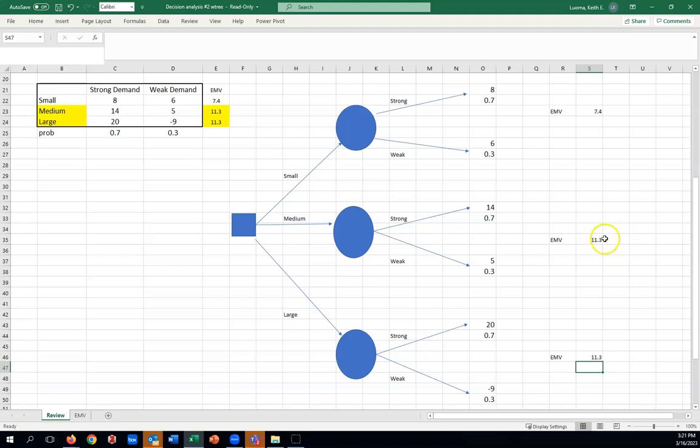So the maximum would be the 11.3s, and that would correspond again to either having built a medium complex or a large complex.